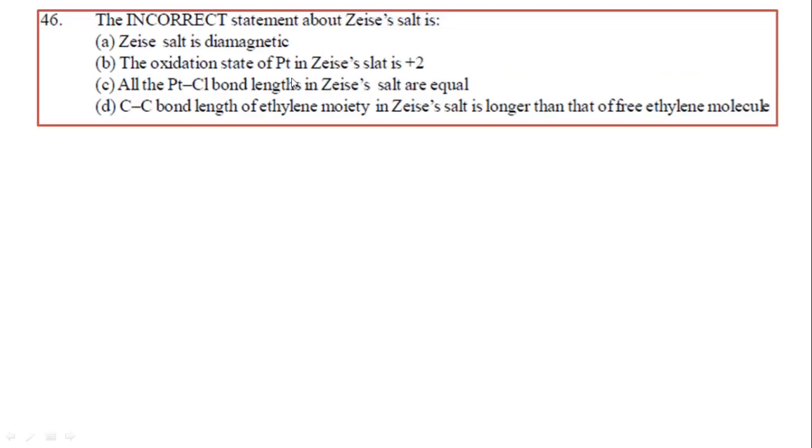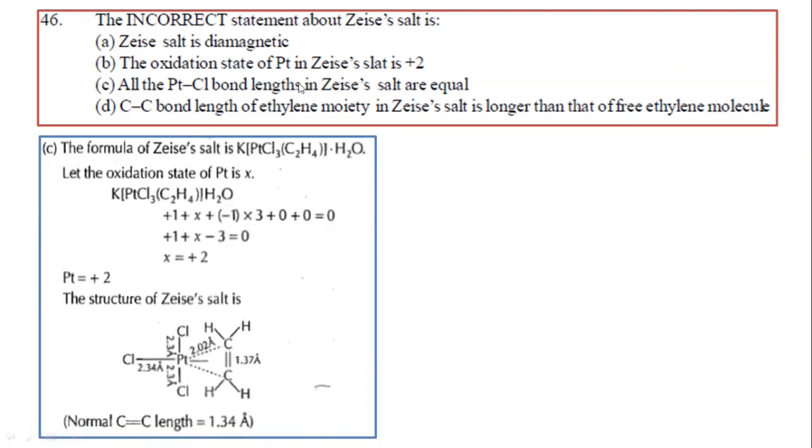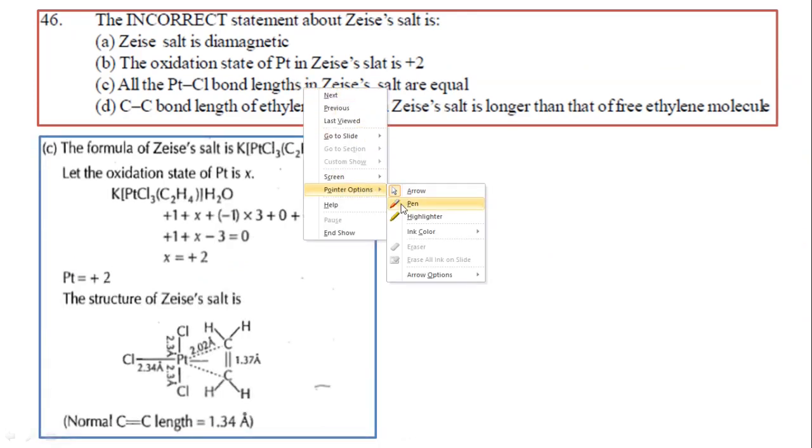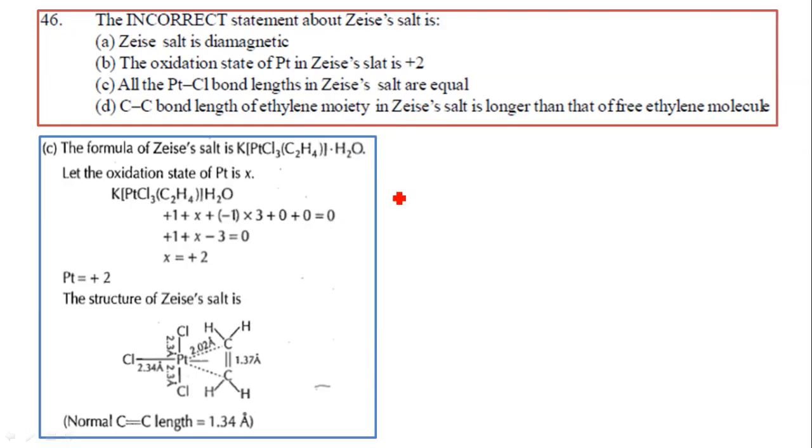Next question, 46. The incorrect statement about Zeiss salt is... they are asking for the incorrect statement. Zeiss salt is diamagnetic. Option A, the oxidation state of platinum in Zeiss salt is +2.